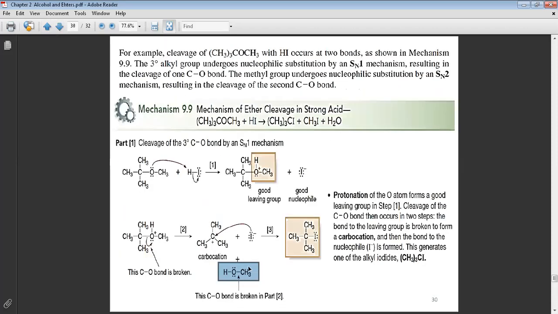Look, we said before that here we have a tertiary carbocation, yes? If you have a tertiary carbocation on this side, it will be faster. That means SN1 will be faster than SN2.